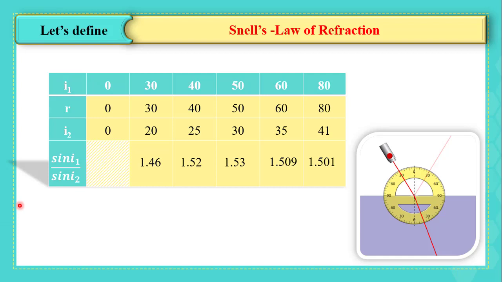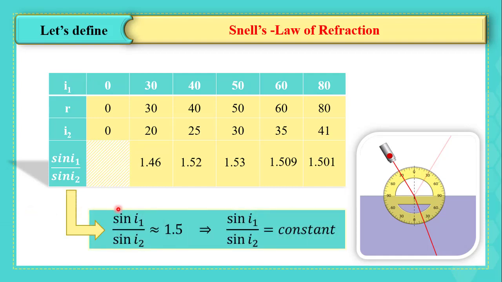We can notice that the ratio of the sine of the angle of incidence to the sine of the angle of refraction is approximately equal to 1.5, which means that it is constant, where this slight difference is due to experimental error.